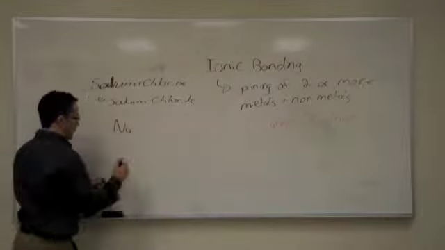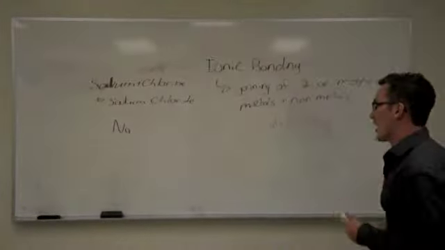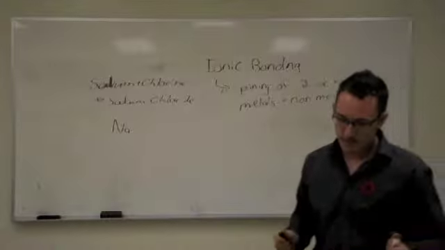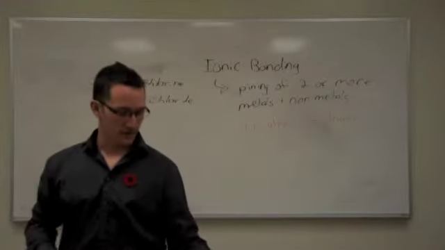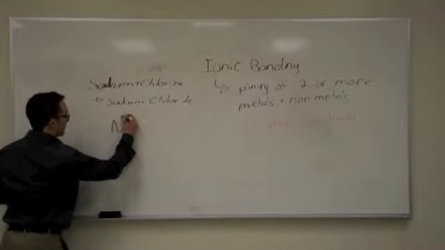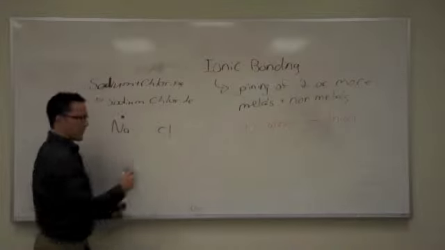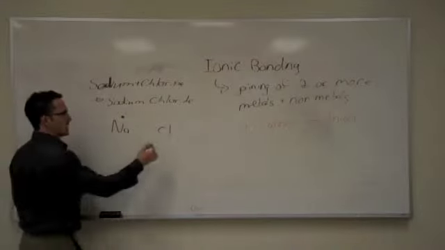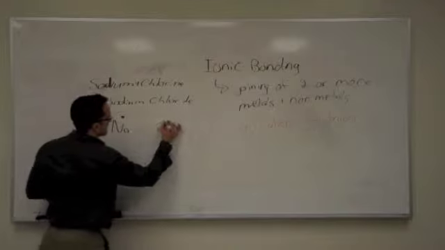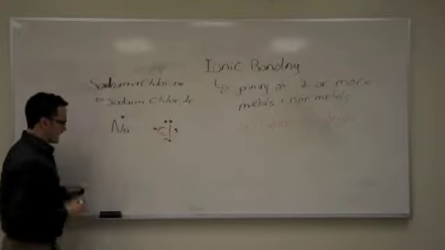Sodium, what group is sodium in? Sodium is in group 1. So it has 1 valence electron. What about chlorine? Chlorine is in group 7. So it has how many valence electrons? 7. 1, 2, 3, 4, 5, 6, 7.